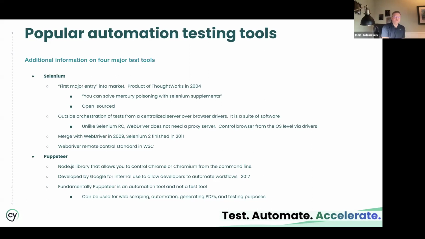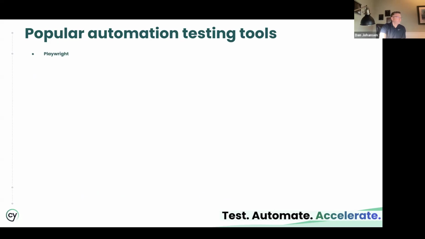The reason for that is it can do a lot of very generic things, and you can use it in many different ways, not just to test a software application. You can use it for web scraping, automation, generating PDFs, and obviously for testing, as well as a host of other things. In terms of its capabilities, you're going to see a lot of similarities between Puppeteer and the next tool we're going to take a look at, which is Playwright.